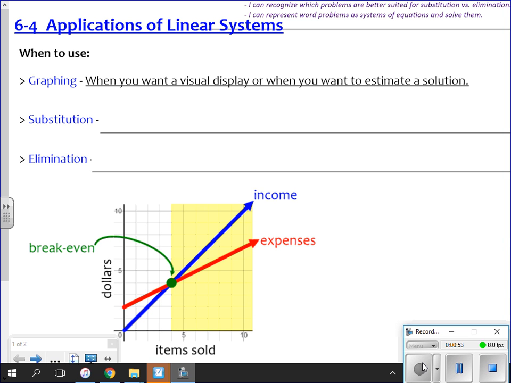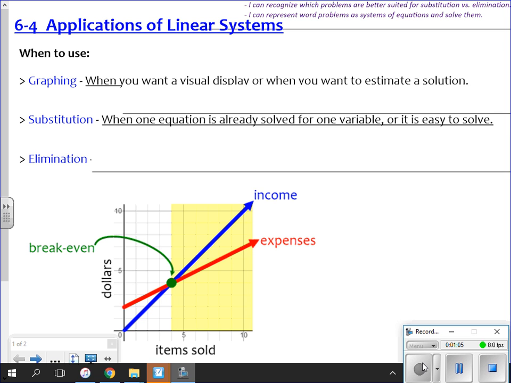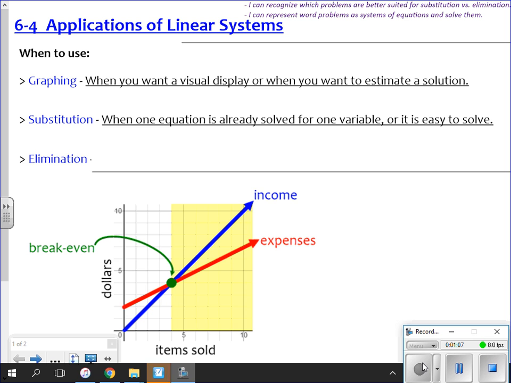I have income, expenses, where do I break even? Well, my income and my expenses are the same thing. Graphing shows me that visually. That's what graphing is good for, but you have to be really good to get a good exact answer. You want to do it algebraically whenever you can.